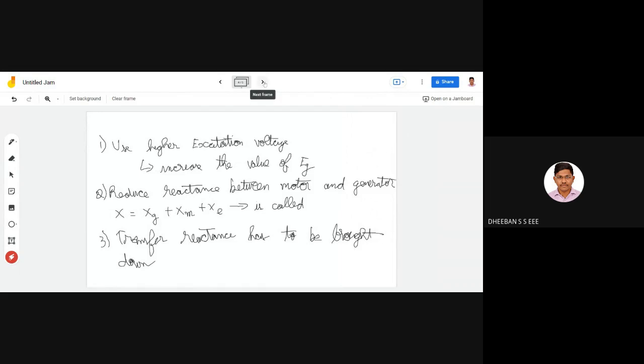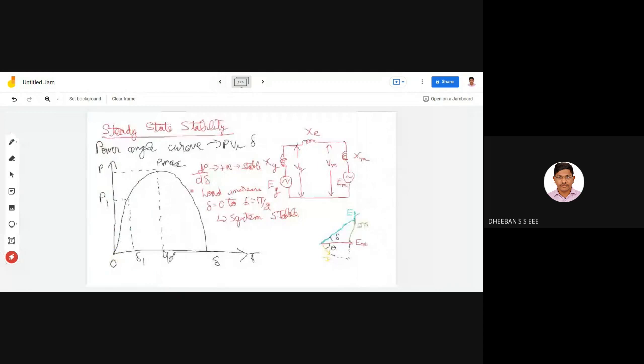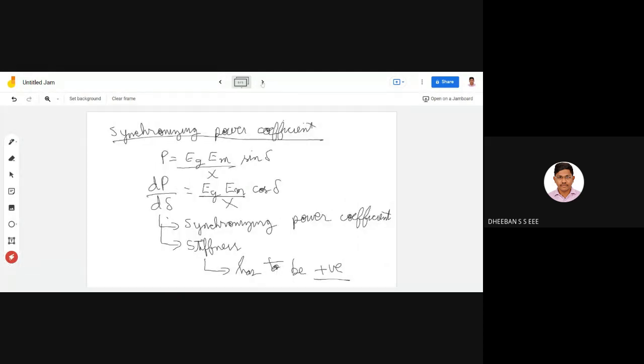Okay, and after this, the synchronizing power coefficient, you have to know, they might ask it for 2 marks. It is also called the stiffness factor. It is nothing but the value of the power after the derivative, which is dP by d delta, what you have seen. It is called the synchronizing coefficient. It is a very important value for maintaining synchronism with respect to the grid.